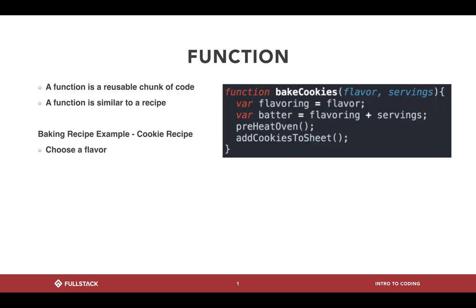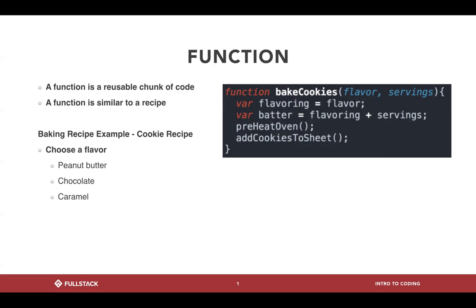We'll talk a little bit about that in a minute. But you have this flavor value that is passed in. The first thing we do is choose a flavor. We set the value of this var flavoring, and it can be anything, right? Because we can reuse this, it can be different things each time. It can be peanut butter, it can be chocolate, it can be caramel.